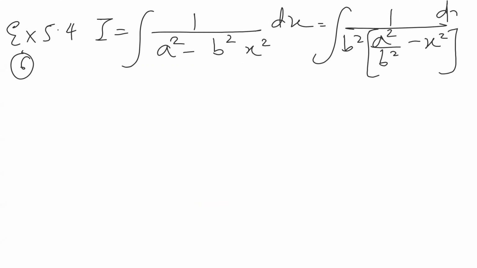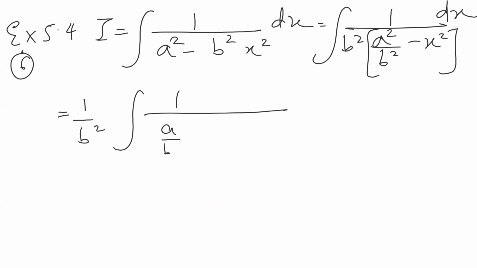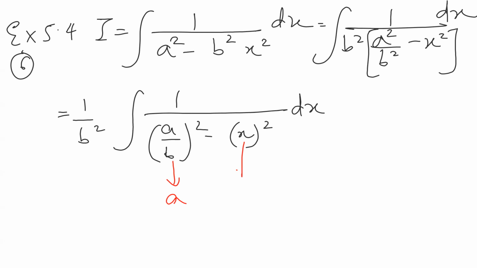So this is 1 upon b square, integration of a upon b the whole square minus x square dx. Now whatever is there within the bracket, this becomes a, and this becomes b. First bracket becomes a, second bracket is, sorry, not b, but x.